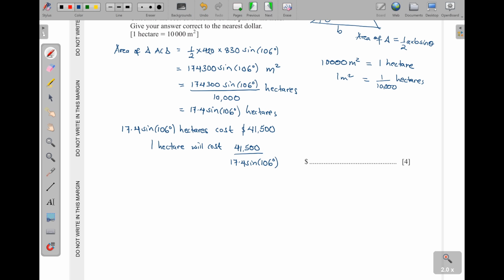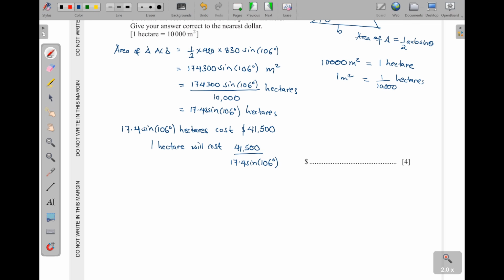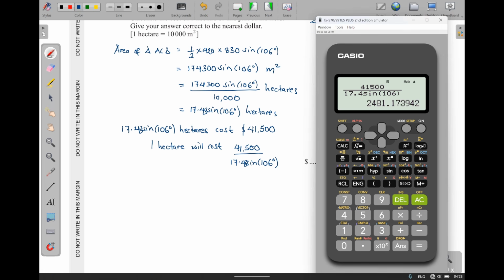Then we put this one in the calculator. And when we put this one in the calculator, 41,500, then divide by 17.4 sine of 106. Oh, sorry. We are supposed to put a 3. This is 17.43. Pardon me here. There is a 3 here, which we had forgotten. So if I include a 3 here, that is 2476, then 0.90, and the rest of those figures.